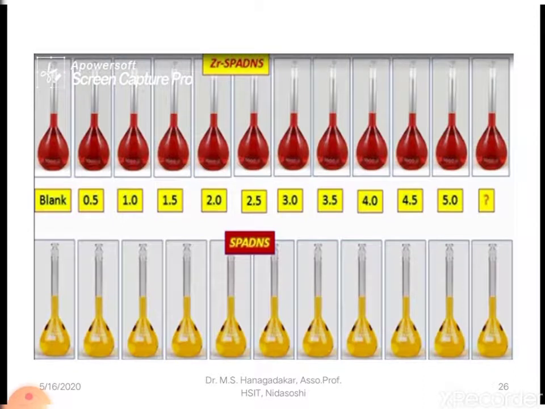Dear students, here I have shown the blank solution without fluoride, then 0.5 up to 5 ppm. The last flask is what? Test water. Then when it is made to react with fluoride ion, the color of the dye is going to change because of the reaction. As explained, there is a formation of yellow color. So here, the yellow color intensity is going to increase as the fluoride concentration increases.